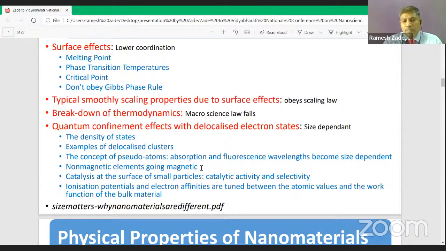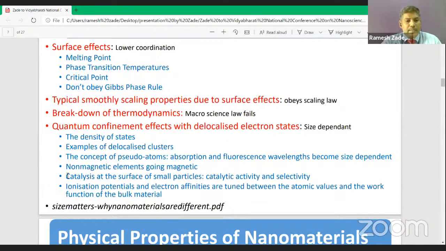Because we know that we cannot easily create a magnet at ambient temperature. But here, because of these nanoparticles, we can have a magnetic behavior even at room temperature. So the material which was non-magnetic earlier can become magnetic if you bring down the size to nanoscale.